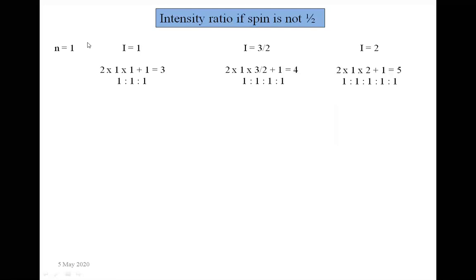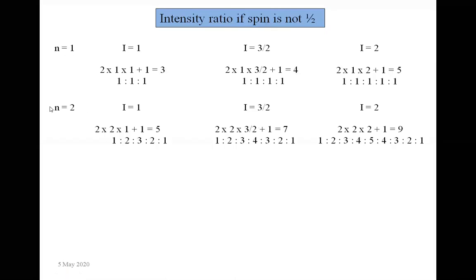So आपको ये याद रखना है कि अगर n एक है और I की वैल्यू 1, 3 बाय 2 या 2 है, तो इंटेंसिटी रेशियो क्या होगा, सब में 1:1 के रेशियो में ही आएगा. Now, second is if n is equal to 2. अब न्यूक्लियस क्या होगा, चेंज होगा. स्पिन सेम है, I is equal to 1, I is equal to 3 by 2, I is equal to 2.